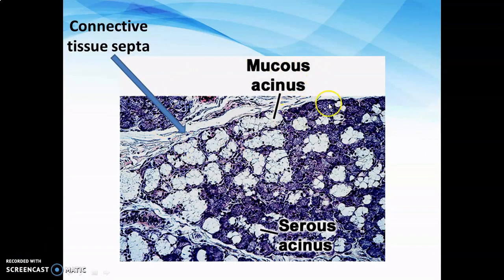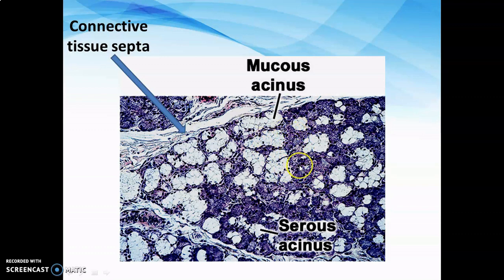So in this hematoxylin stained section of salivary gland, here you can see mucous acini as well as serous acini. This is a stained section of a mixed salivary gland where both types of acini are present. There is an obvious difference in the staining of serous acini and mucous acini.